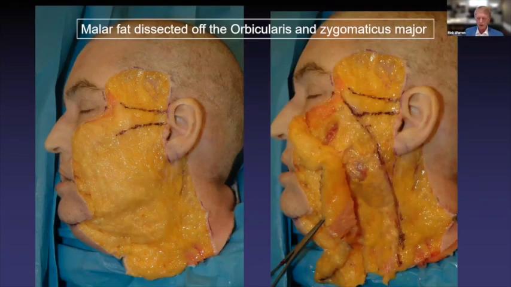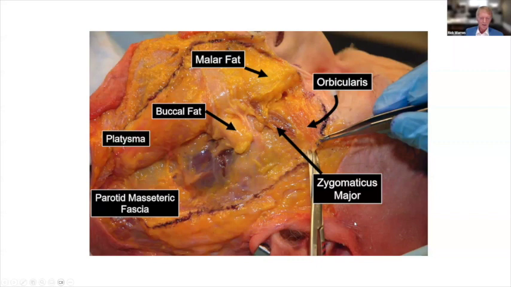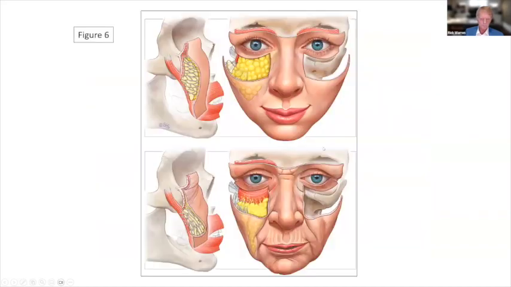So this is what it looks like in the cadaver lab. This is the zygomaticus major. This is the orbicularis. This is the malar fat, the jowl fat down here, and this whole thing we would now call the melo fat. This is what it looks like from another view. And as Dr. Minelli mentioned, I became convinced that to make this work, I had to go further down the zygomaticus major so that I could put a suture as close to the nasolabial fold as I could to help lift this fat pad up. So back to our paper.